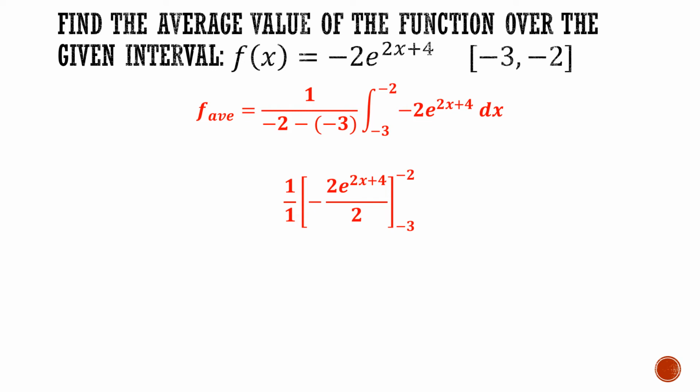over 2. And so once I plug in my bounds, I get negative 2 times negative 2 plus 4 plus e to the 2 times negative 3 plus 4. Again, that's because this 2 and this 2 canceled out, and this out here was just 1. All right, so cleaning that up some more, I get negative e to the 0 plus e to the negative 2, which is simply 1 over e squared minus 1.